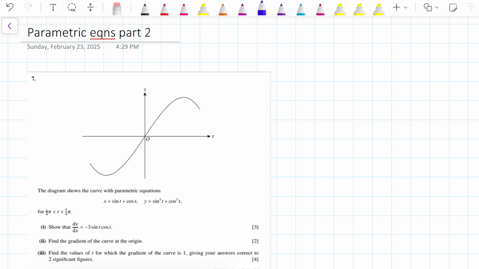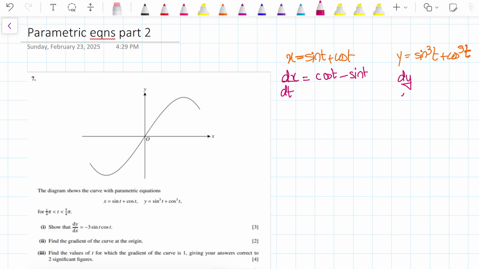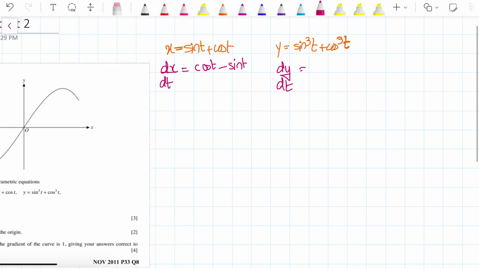The diagram shows the curve with parametric equations x is equal to sine t plus cos t and y is equal to sine cube t plus cos cube t. Now, dx upon dt, what is the differential of sine t plus cos t? Cos t minus sine t. What is the differential of y? Power comes down, subtract 1 from the power, the differential of sine is cos t. Power comes down, subtract 1 from the power, the differential of cos is minus sine t.